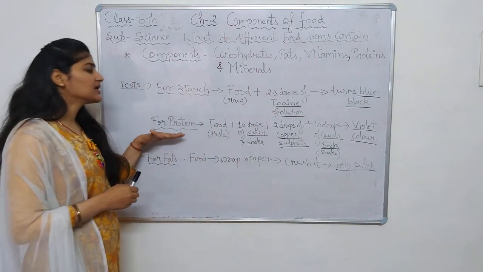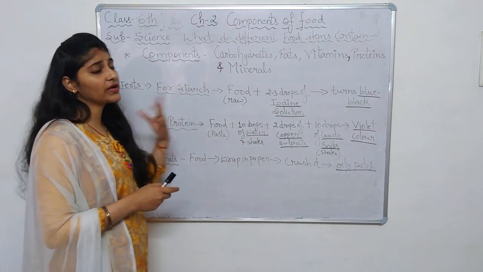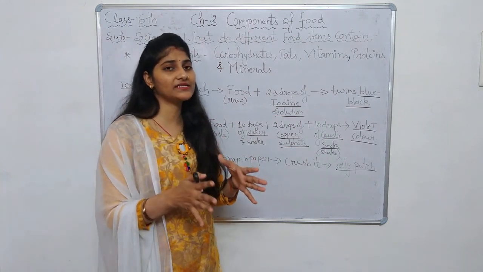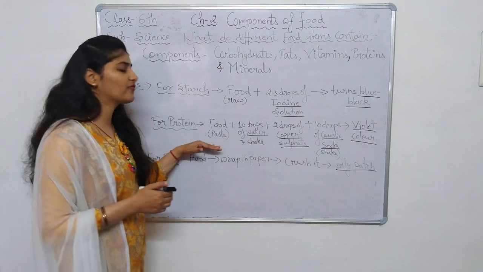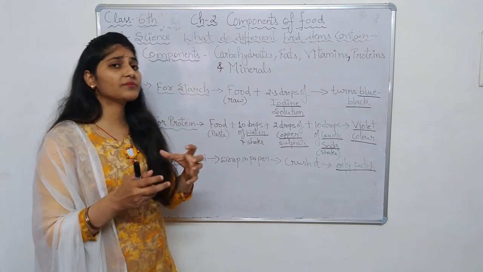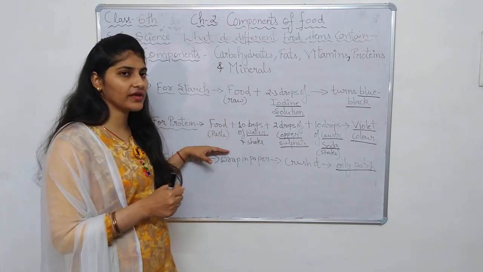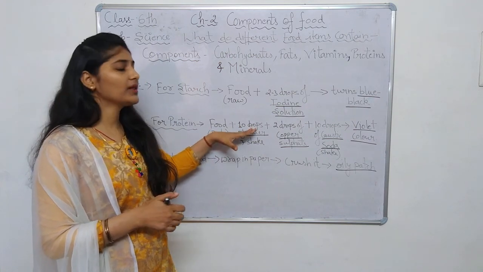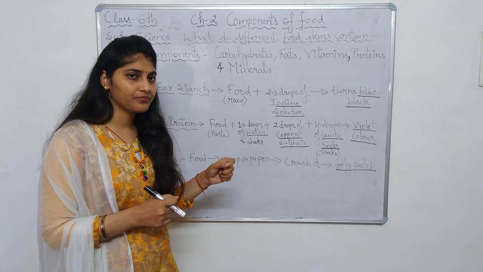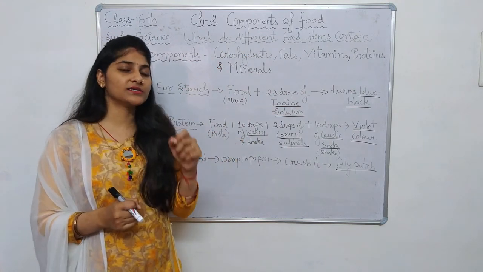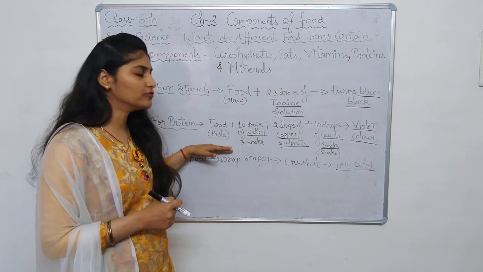Now next is the test for protein. How do we come to know that the food we are eating has protein in it? For this, we will take the raw food, make a paste out of it, and then add 10 drops of water and shake it well. This will give us a liquid paste of the food.